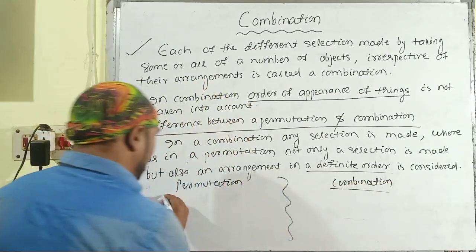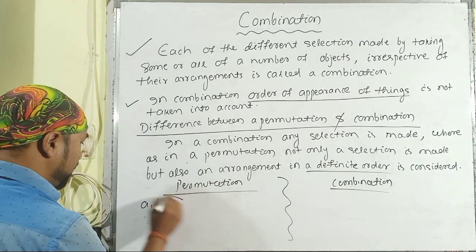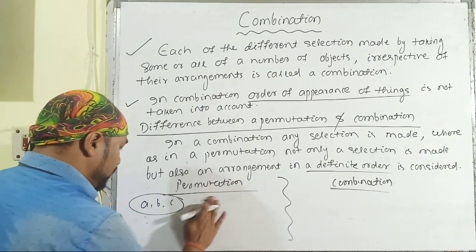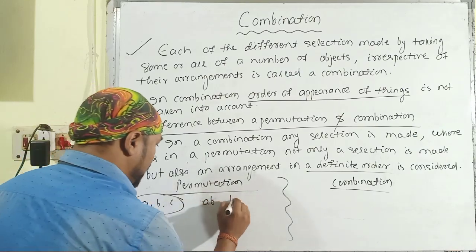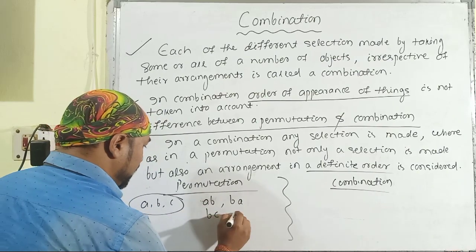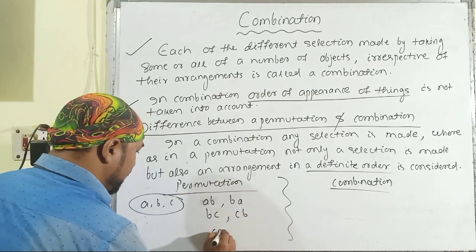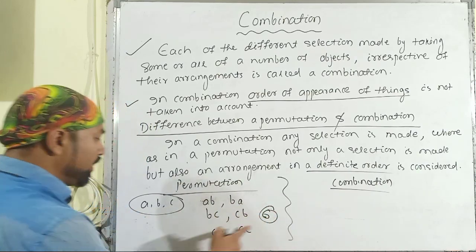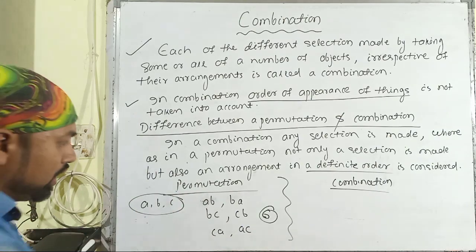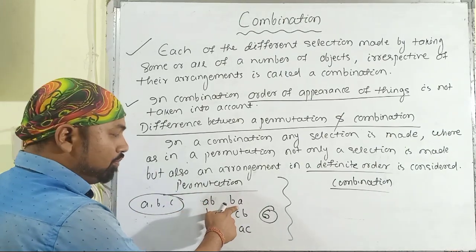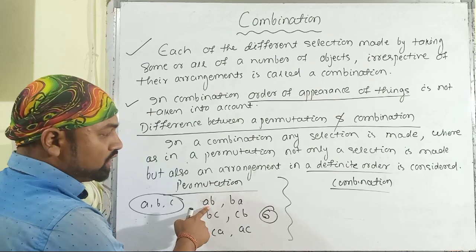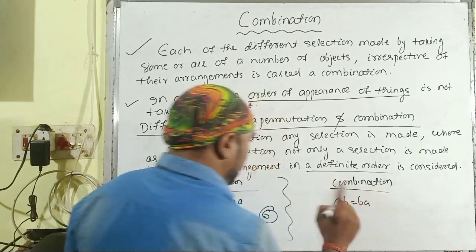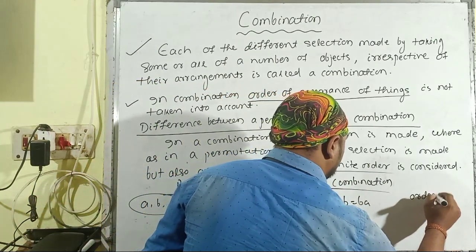Suppose we have to arrange the three letters A, B, C by taking two of them. So here we can create AB, BA, and then BC and CB, and then CA and AC. So 6 arrangements can be evaluated in the topic of permutation, because here AB is different from BA because the order of appearance is taken into consideration. But in combination topic, AB is equal to BA. Here order is not important.